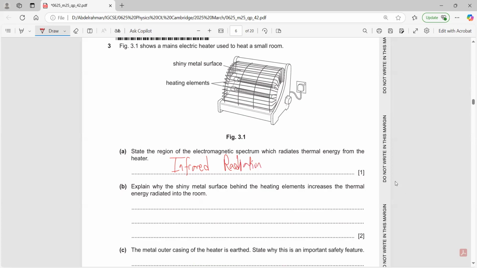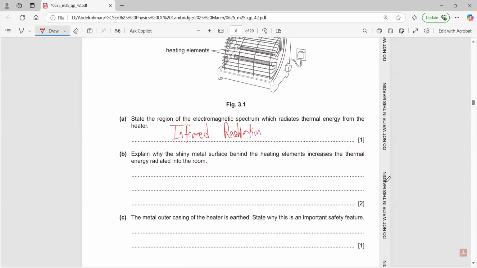Explain why the shiny metal surface behind the heating elements increases the thermal energy radiated into the room. How can you increase the thermal energy radiated into the room? It's because shiny surfaces are the best reflectors of infrared radiation. You can also say they're the worst absorbers.